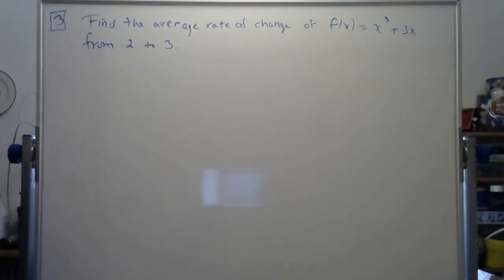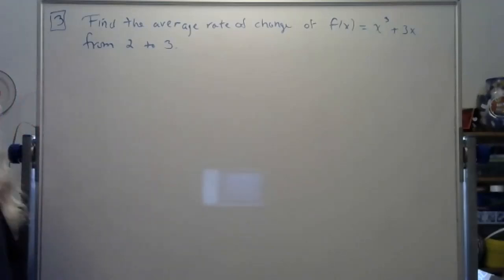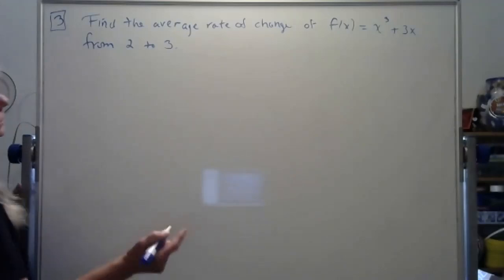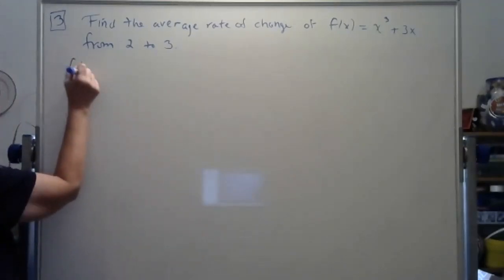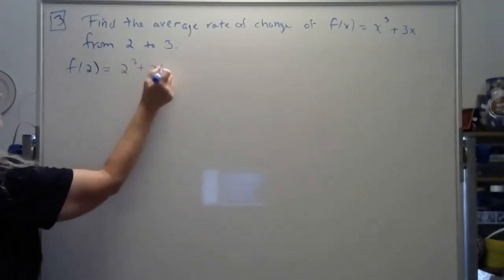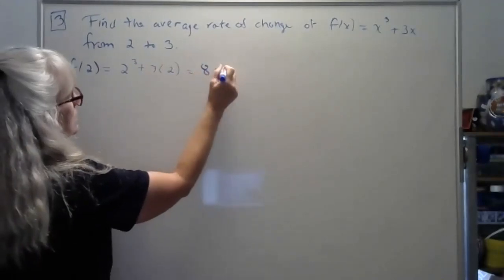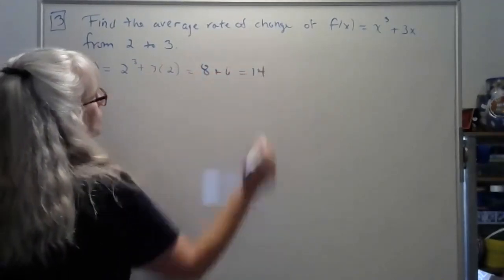Okay, what are we supposed to do? What are they asking me to do? Plugging the 2 into the f of x. Okay, so let's go find f of 2. That would be 2 to the third power plus 3 times 2. Well, 2 to the third power is 8. 3 times 2 is 6. So I get a 14. Beautiful.